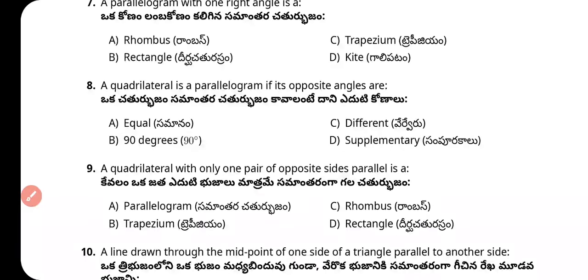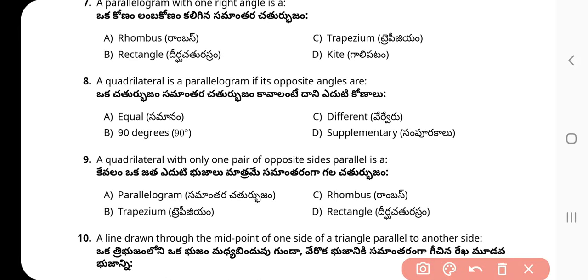Question number 8. A quadrilateral is a parallelogram if its opposite angles are equal, different, 90 degree, supplementary. What is the right answer? Right answer is equal, because a quadrilateral is a parallelogram if both pairs of opposite angles are equal.